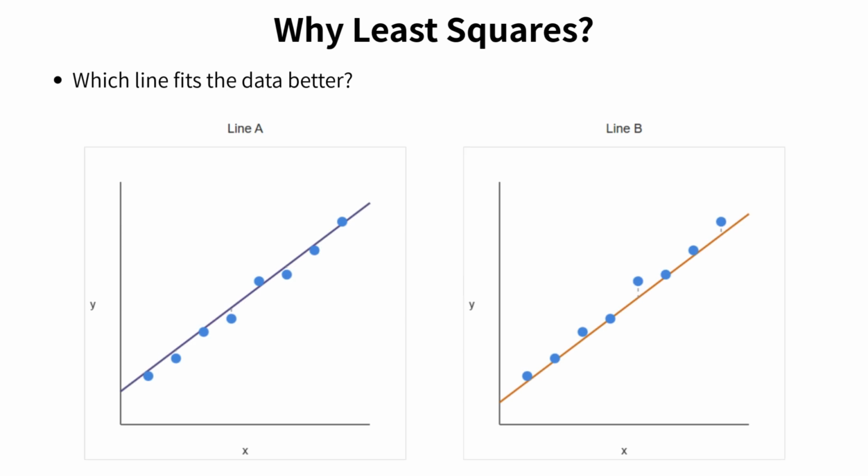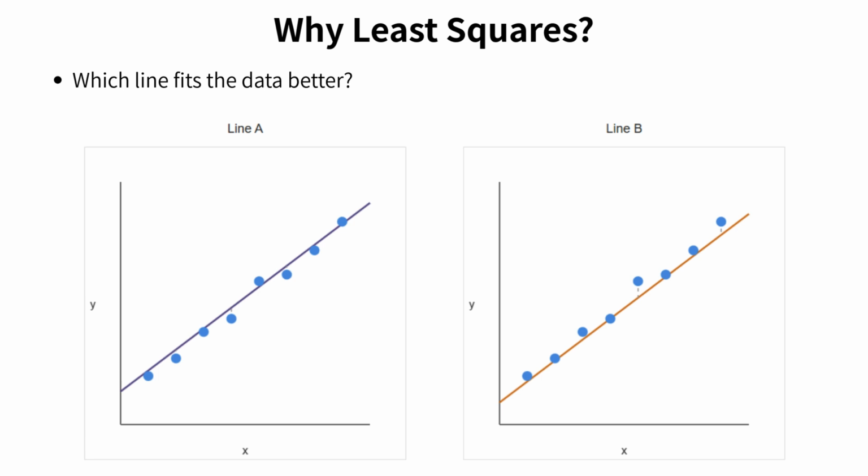Now we face the real question. If there are many possible lines, how do we decide which one fits the data best? Look at these two lines. At first glance, both seem reasonable. Neither looks obviously wrong, but we don't judge a line by one point. We judge it by all the points. For each point, there is a vertical distance to the line. Some distances are small, some are larger. What matters is how these distances add up overall.